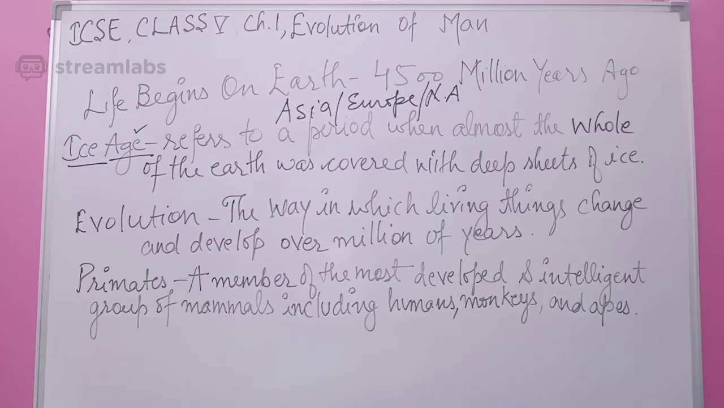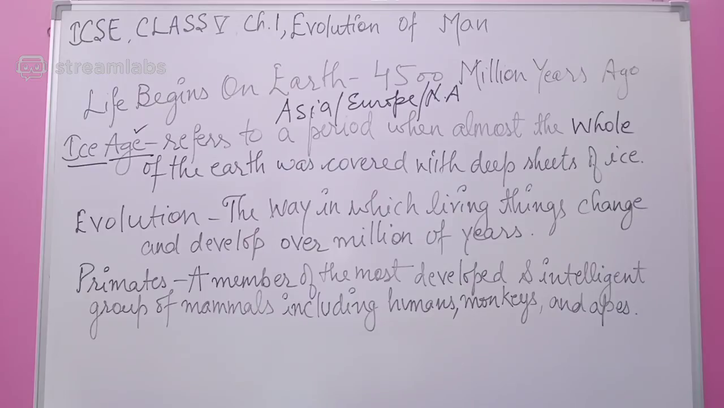Many species that were unable to adapt themselves to the changed climate and new diet died out. Some of the birds and animals were not able to adapt themselves to the new conditions. And due to that, many of them died.